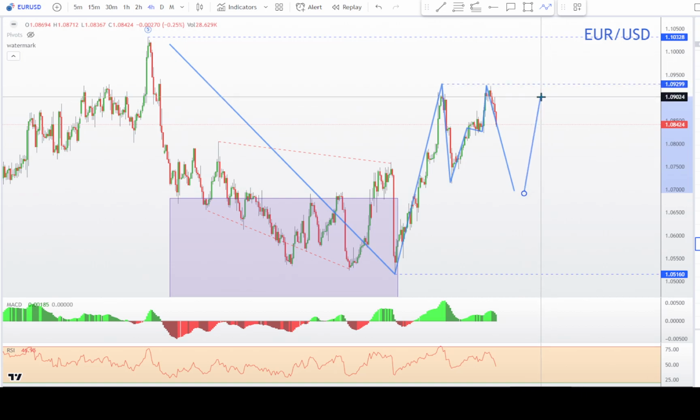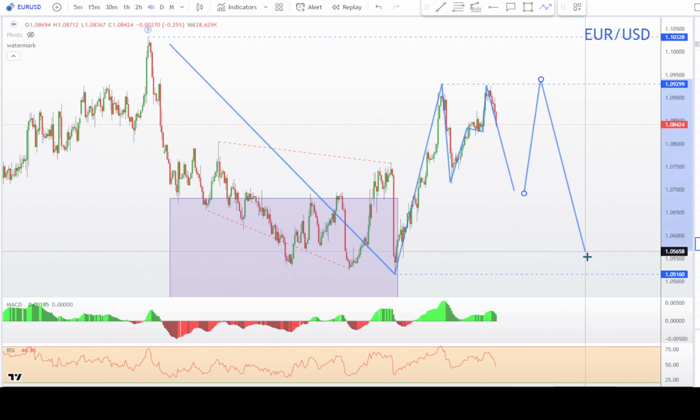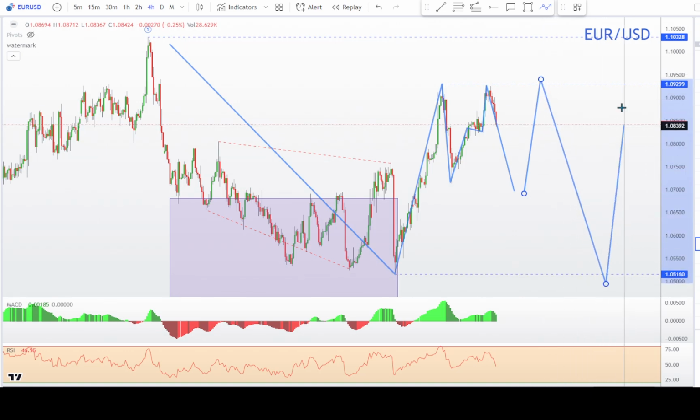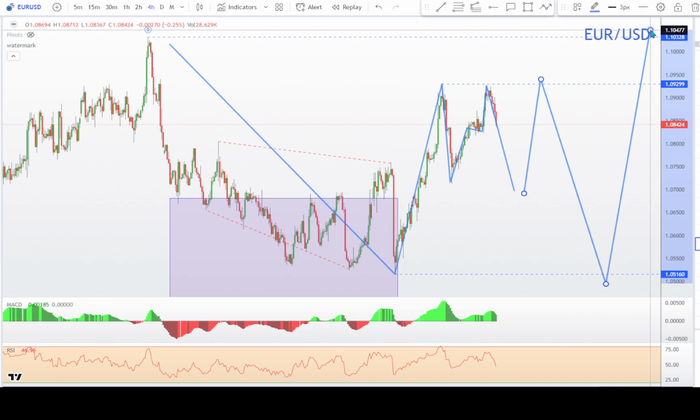Once they break that high of 109.299, then you got to watch, because it could be that they'll reverse, come break this low one more time before they go back and break that high. So that's what I'm looking for.